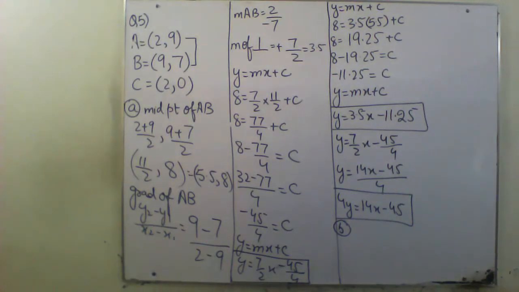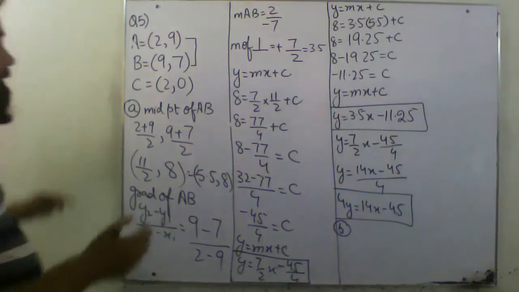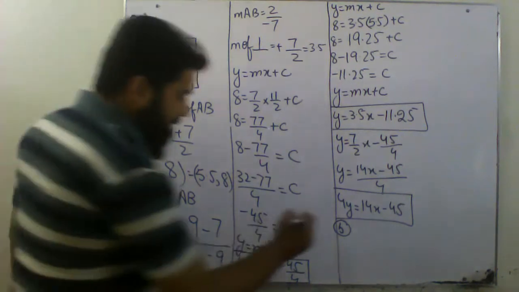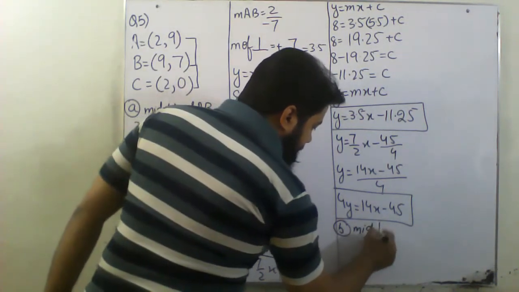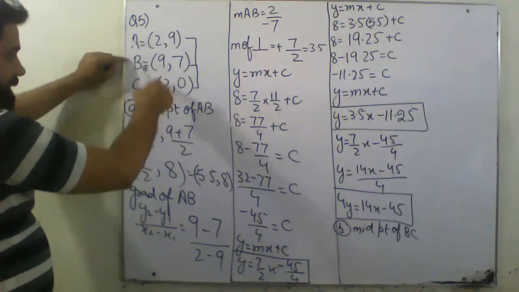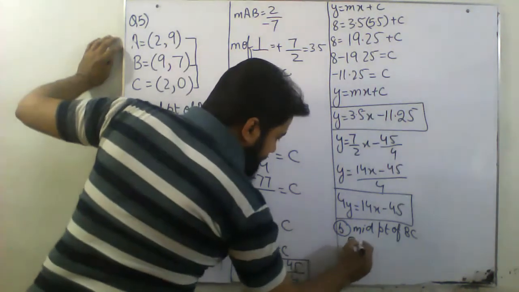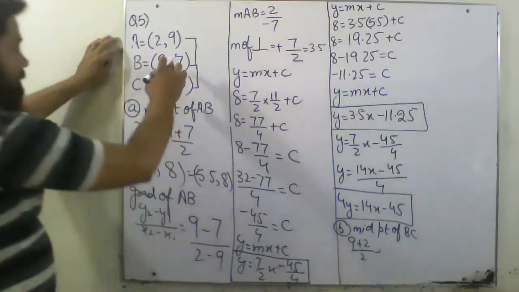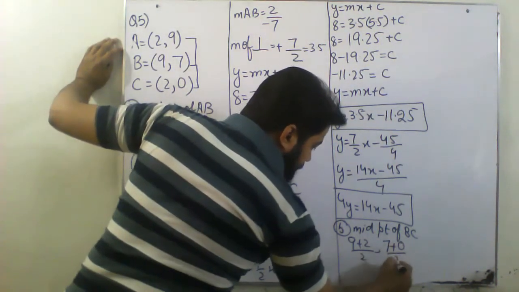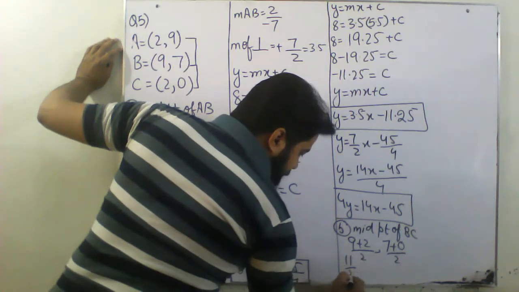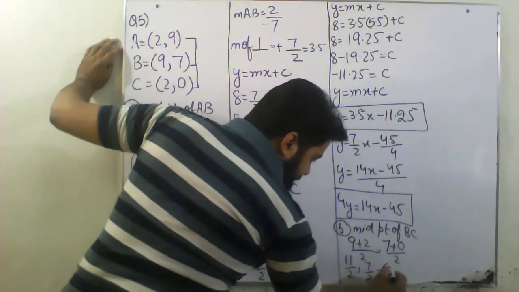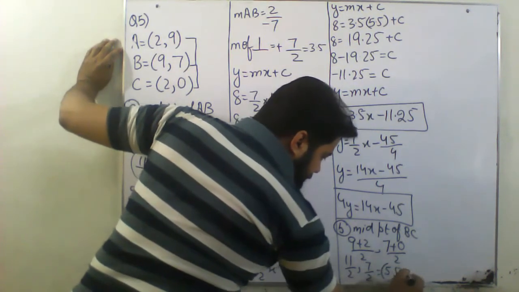Equation of perpendicular bisector of BC. Now I have to find the perpendicular bisector of these two. Again, starting with the midpoint of BC. Midpoint: x1 plus x2 divided by 2, 9 plus 2 over 2; y1 plus y2 divided by 2, so 7 plus 0 over 2. So this will become 11 over 2 comma 7 over 2, which means 11 over 2 will be 5.5 and 7 over 2 will be 3.5.